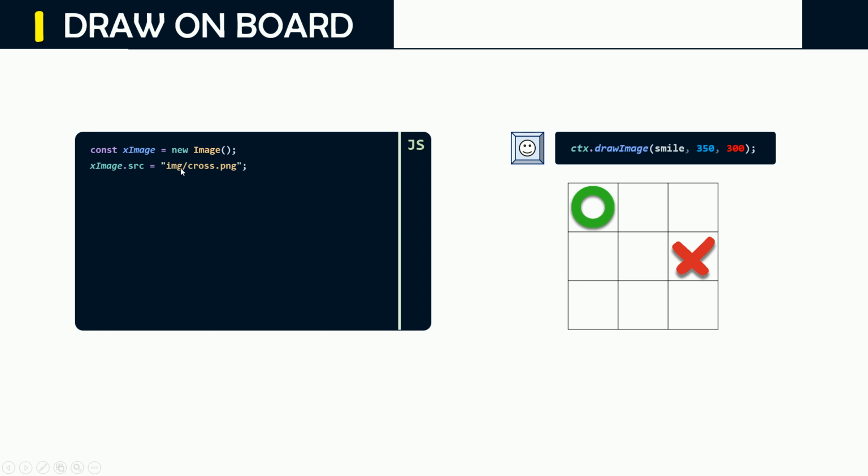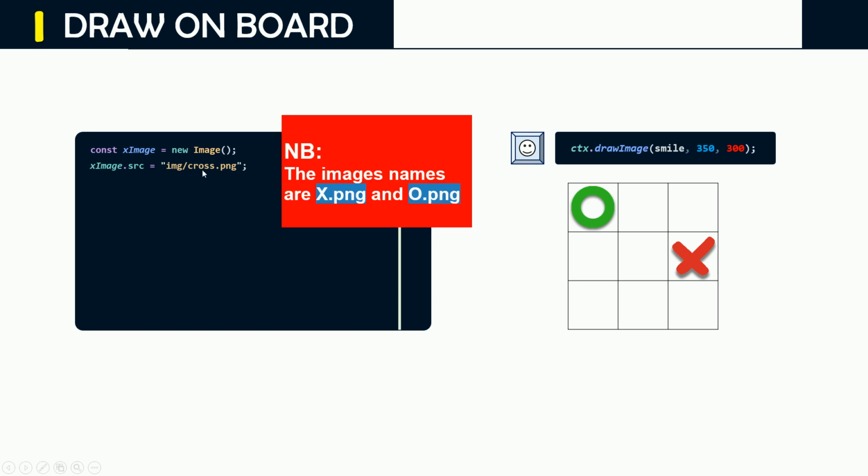So our images are inside the folder called image. For example, for the X image, it's called cross.png. Then for the O image, we're going to do the same thing. We're going to set the property source, the image source.png. Now that we loaded the images, we're going to create our function DrawOnBoard.